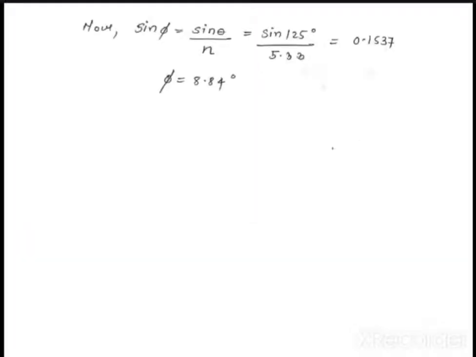Now the next step is to find Fq. What is Fq? Can anybody tell me? You have found phi and you have found Fp. Fq is nothing but the force acting along the connecting rod. So what is the formula for Fq? It is Fp upon cos phi.